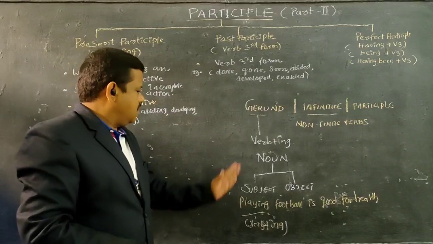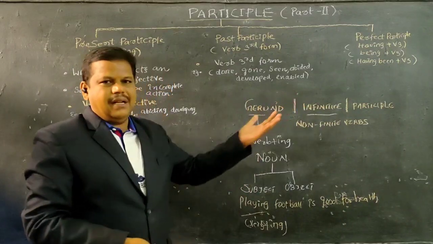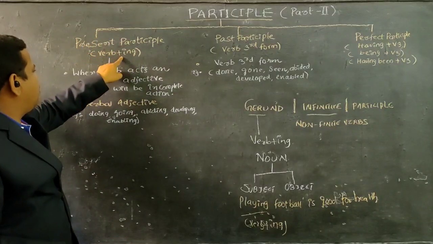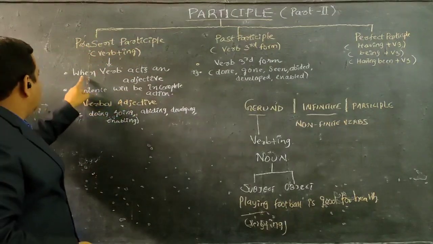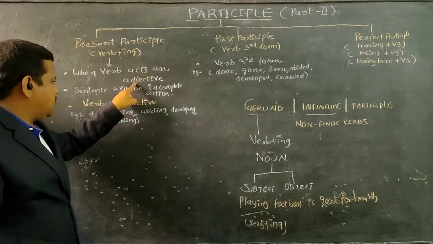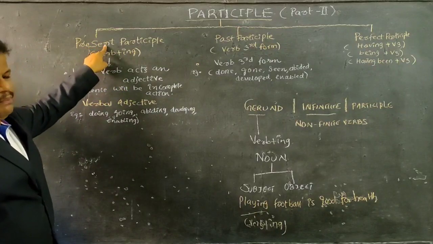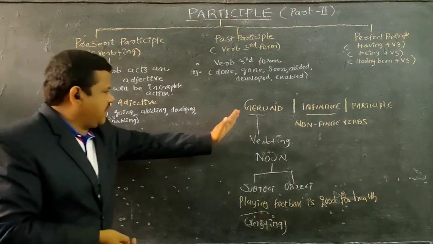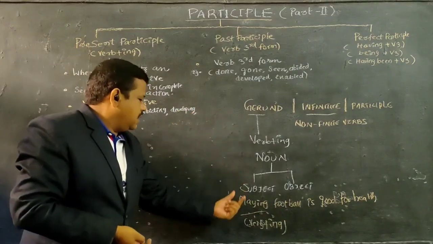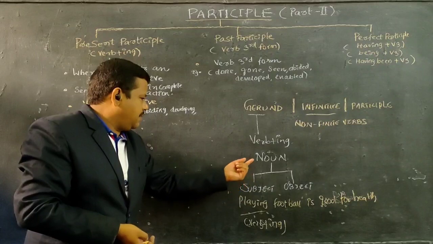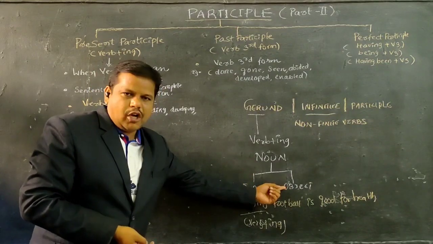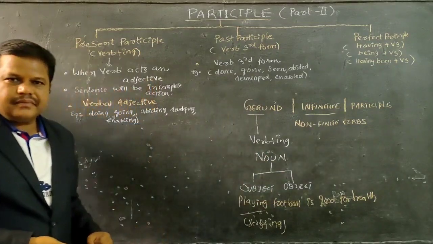Participles are not like a gerund. Participles are also in the form of verb plus ing, but when a verb acts as an adjective, it is called a present participle. That is the difference between gerund and present participle. In a gerund, the verb plus ing form replaces the noun, either in the subject or object place.